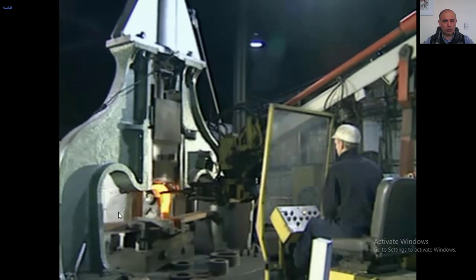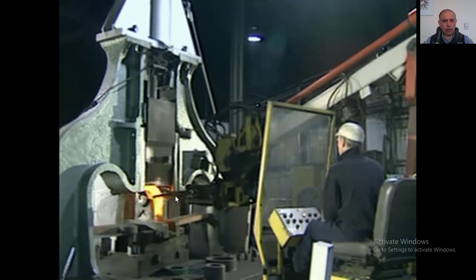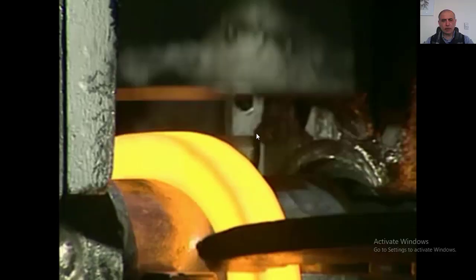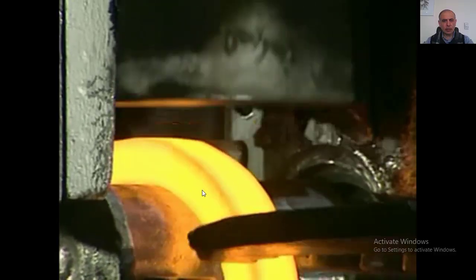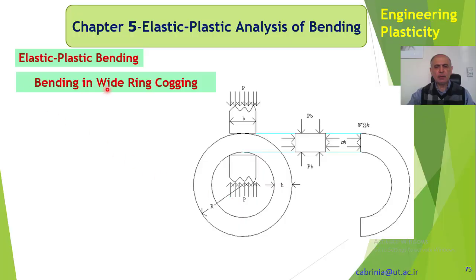Here I'm trying to show you the ring cogging process. As you see, the ring is rotated and this punch is punching it. So why do we say bending? Because if you look at this ring, when you press the ring, what happens to the material? The material is pushed that way.